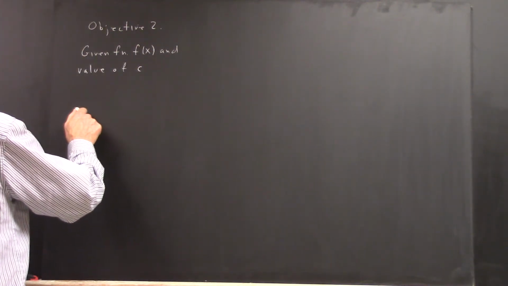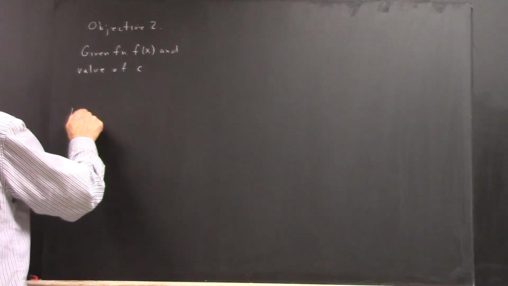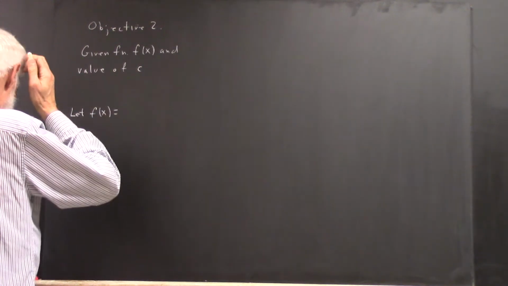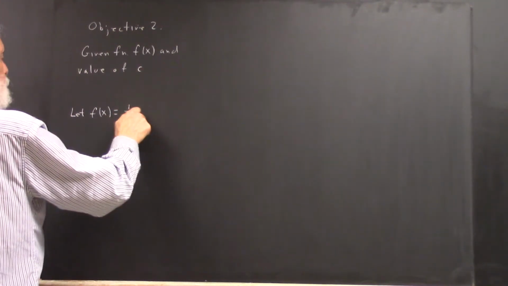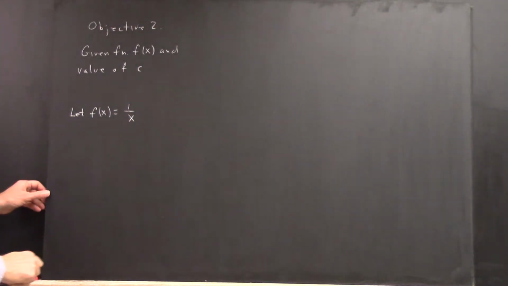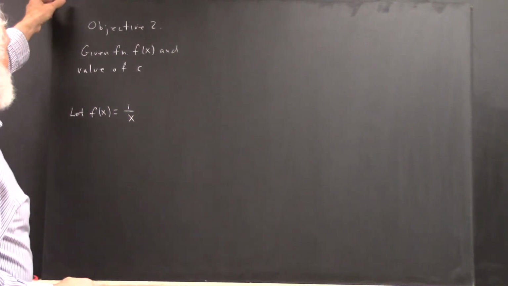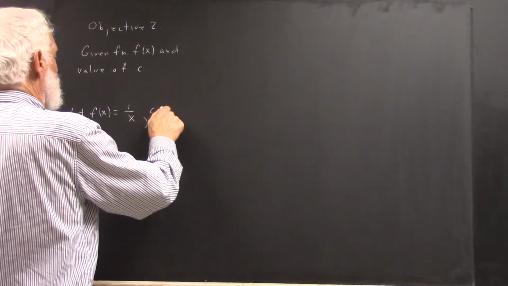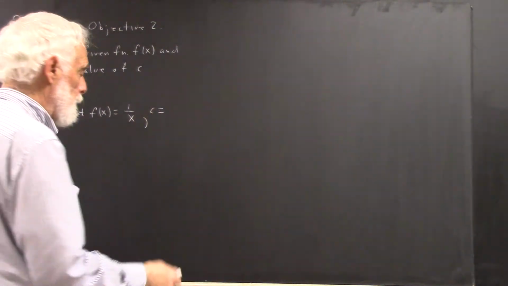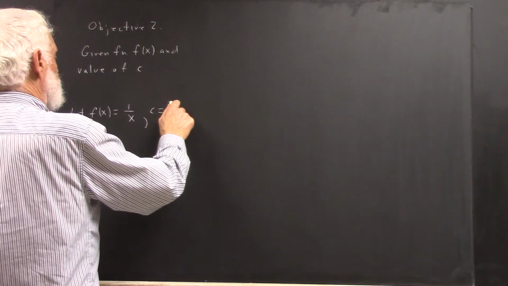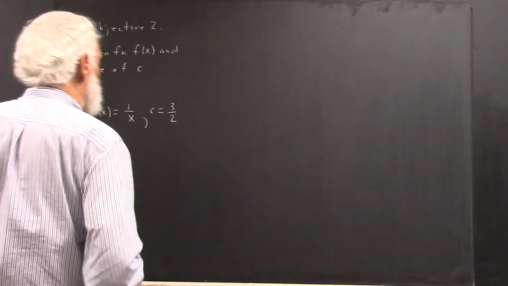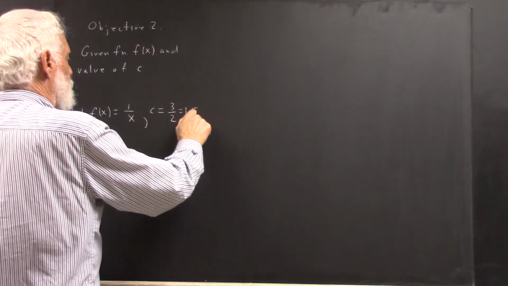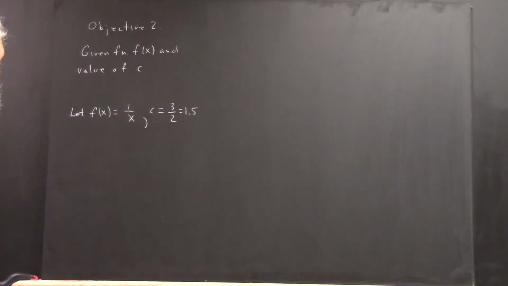So, let f of x equal 1 over x. Okay? And let c be a number. Now, because of what I'm doing, I want to be careful how I get c, but I'm going to let c equal 3/2, which is, of course, 1.5 in decimal form.